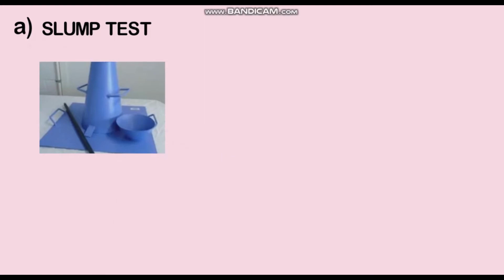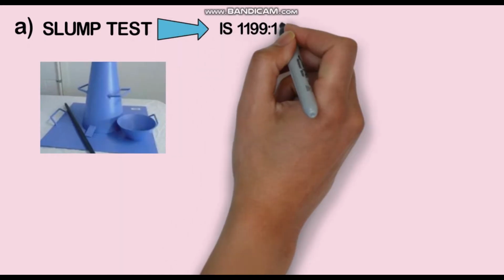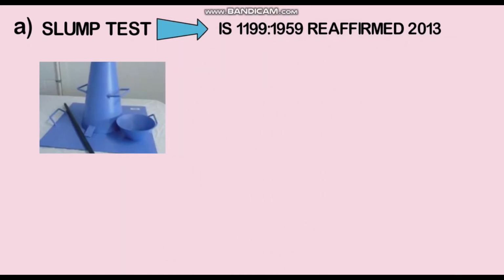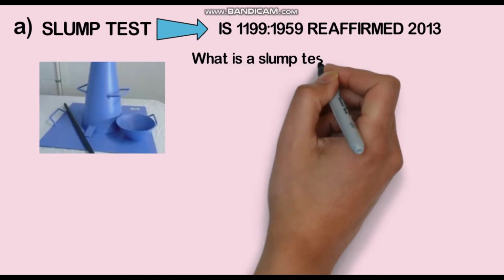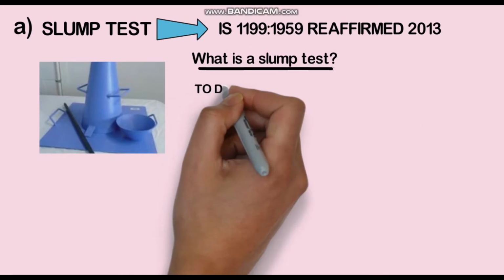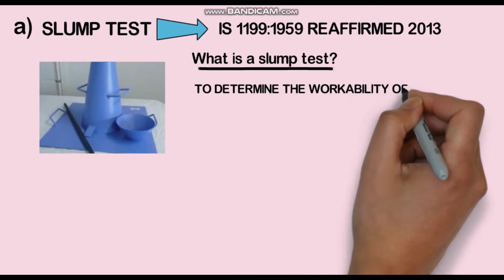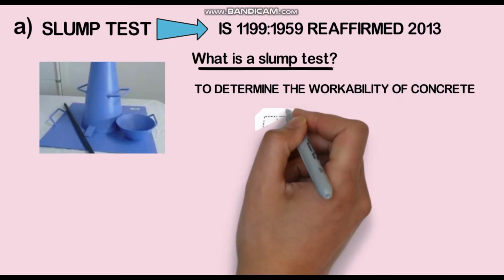What is a slump test? Slump test is done as per IS 1199 1959, reaffirmed 2013. What is a slump test? Slump test is done to determine the workability of concrete.